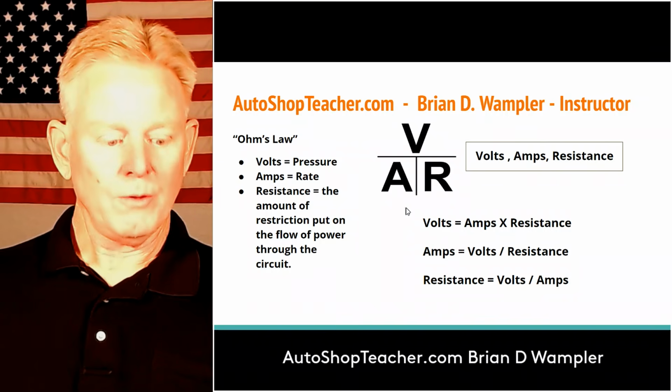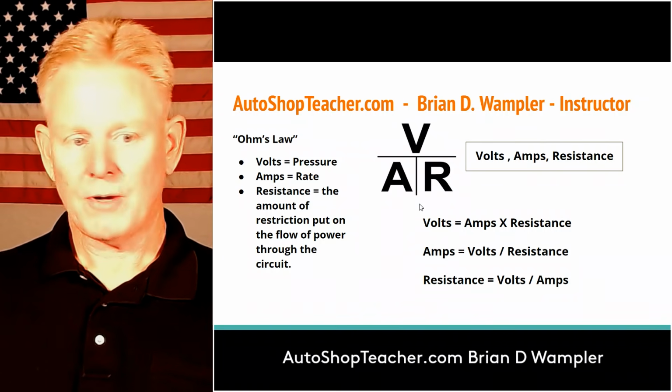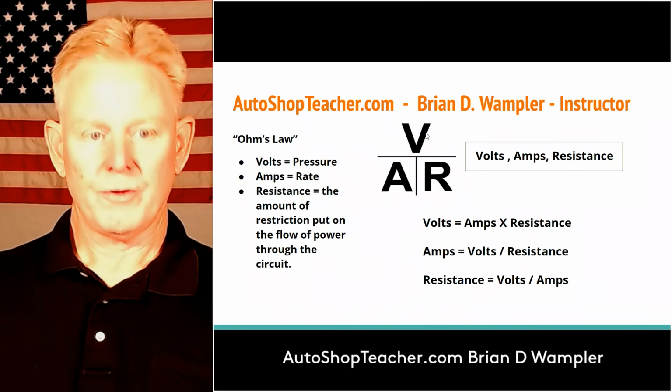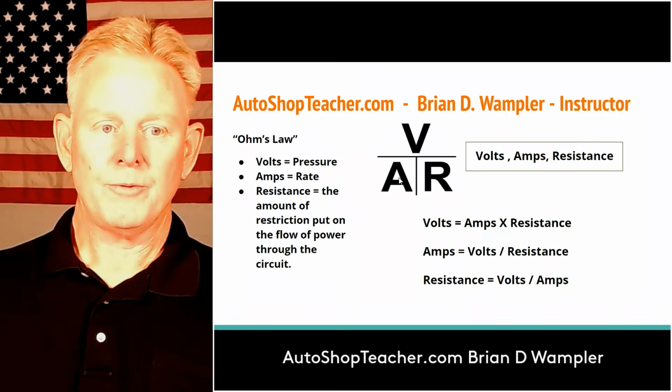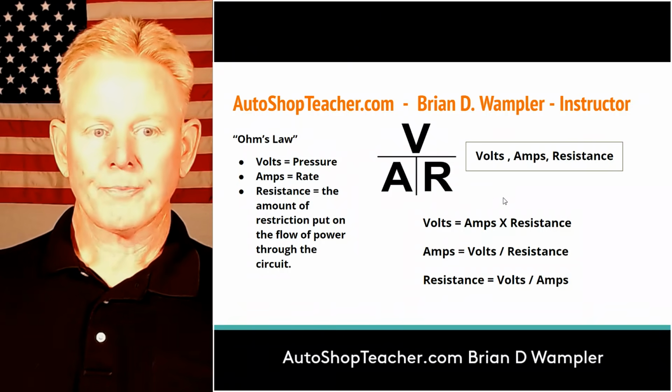It's a 1:1:1 ratio, so there is no addition and there is no subtraction. You're either multiplying amps times resistance, or you're dividing voltage by amperage, or you're dividing voltage by resistance. Let's put it into play.